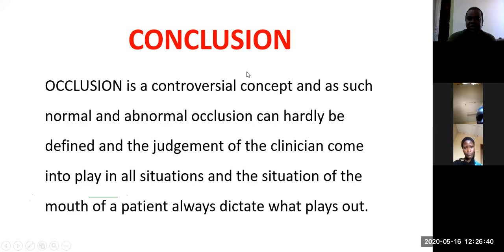Now, the subject of occlusion, like I said, is very controversial. What is normal and what is abnormal is hard to define. But the clinician will always know what is suitable for a patient and be able to work hard to ensure that they implement the right occlusion for the patient. There's no one bad occlusion. It's difficult to say this is a bad occlusion, and it is difficult to say this is a good occlusion. The patient will define a lot and will determine what the occlusion will be. Now, that is occlusion and dysfunction for you.